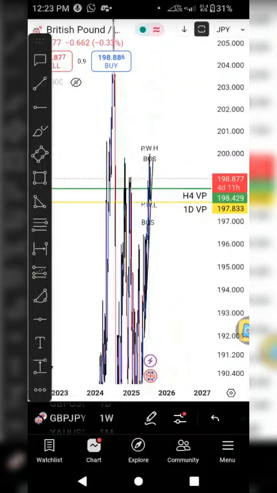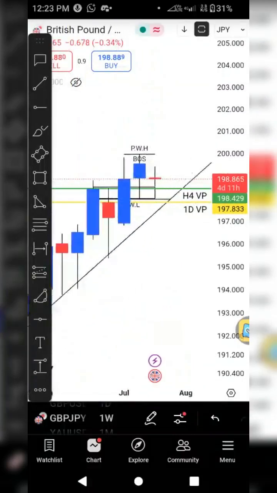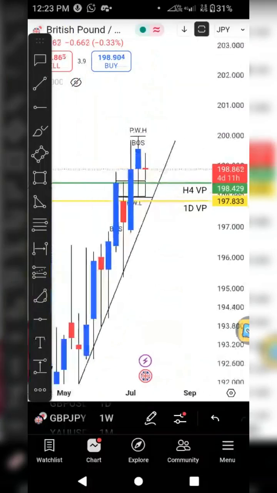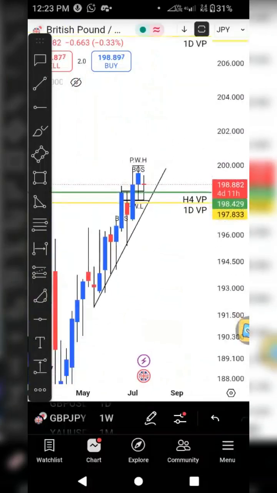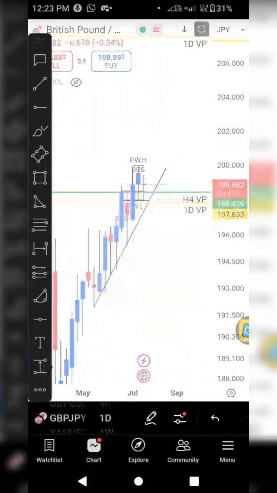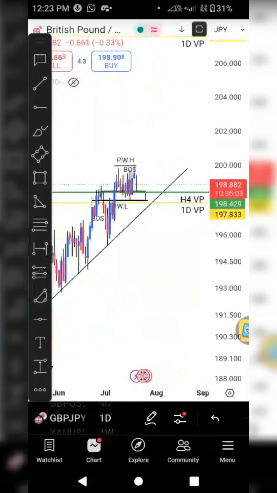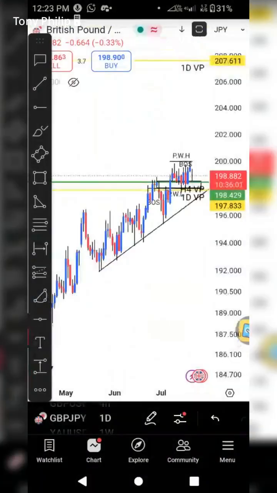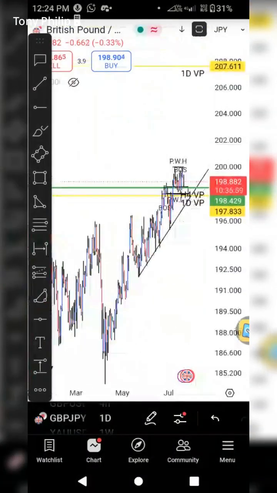On the weekly time frame, we spotted the previous week high and previous week low. This is the previous week high. This is the previous week low. Okay, if we break the previous week high, we go higher. If we break the previous week low, we go lower. Then on the daily time frame, we spot out the prevailing trend. The prevailing trend on the daily time frame is an uptrend. The market has held cap this time. Then we go to the 4 hours time frame.